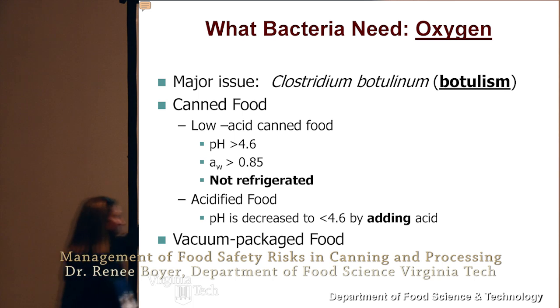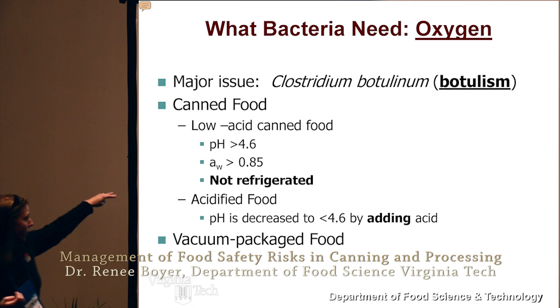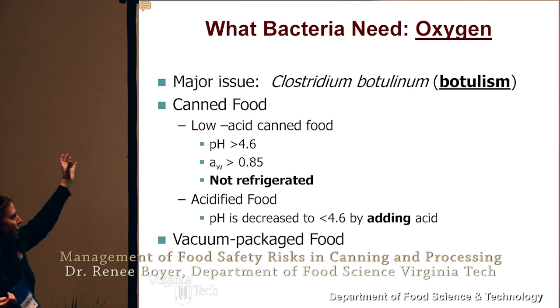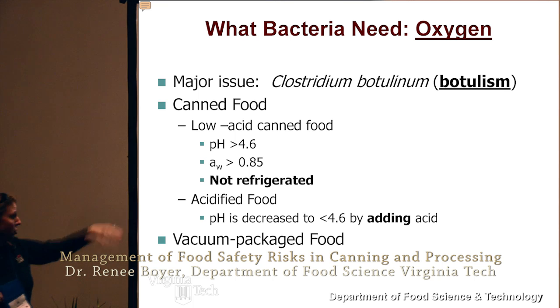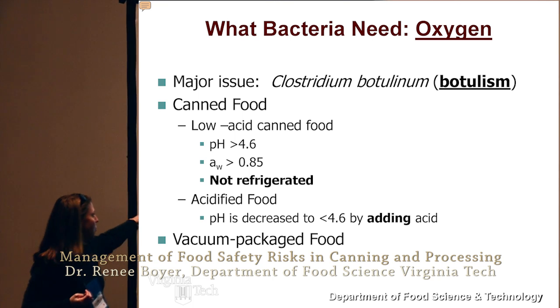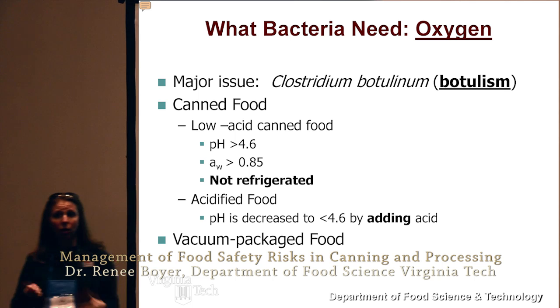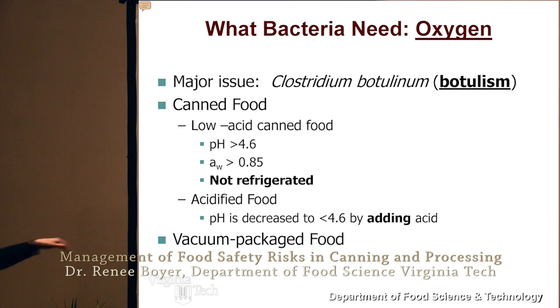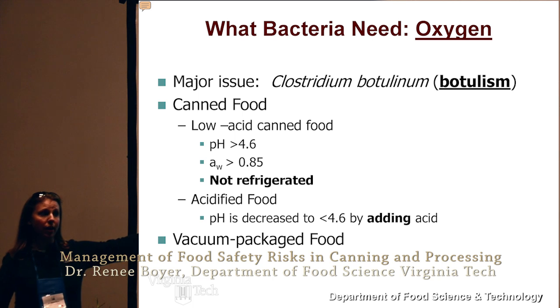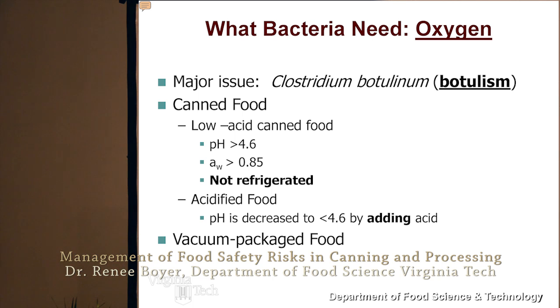I'll get to what water activity is, but these foods have a lot of water, a lot of moisture. Vegetables and meats have a lot of water in them, and they're not refrigerated. That's the major issue with canned foods: Clostridium botulinum. If you're going to can your foods, in order to make Clostridium botulinum not an issue, you acidify it. You decrease your pH to less than 4.6. You increase the acid by lowering the pH, like we were talking about with tomatoes, to make botulism not an issue.